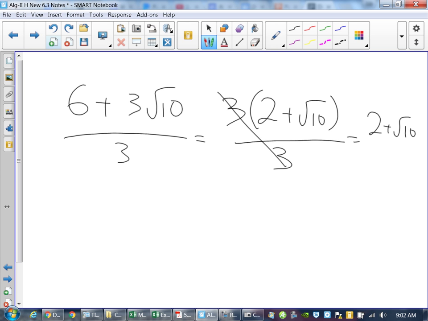The other way I could have done that is that this, by being all over 3, means they have already a built-in common denominator.